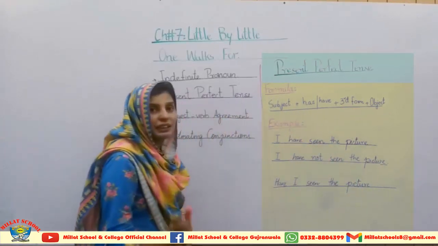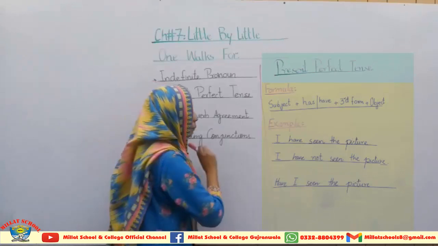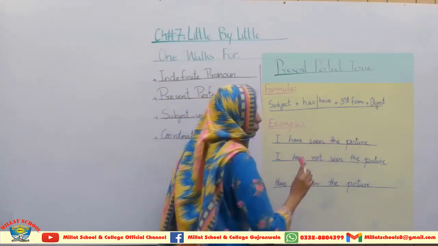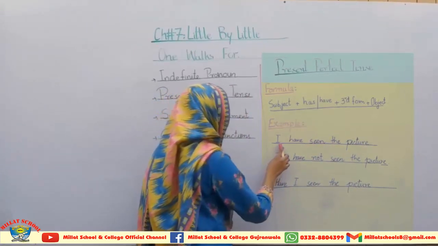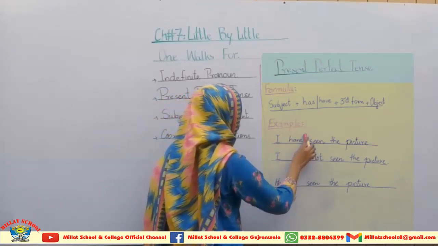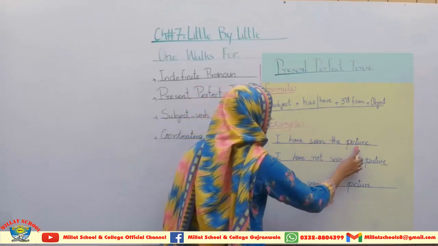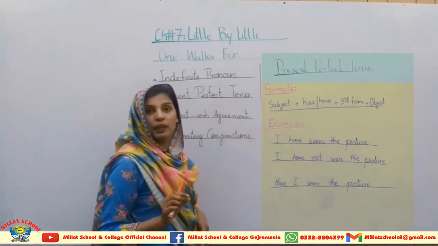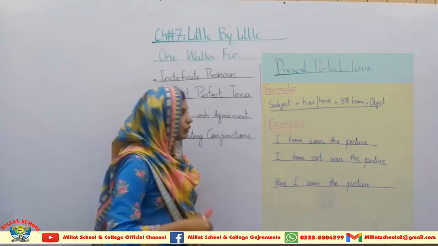As you can see in the examples of this type of sentences: I have seen the picture. Again I am going to explain it. I is the subject, have is the helping verb, seen is the third form of the verb, and the picture is the object. So here you can see the making of the complete sentence in present perfect tense.